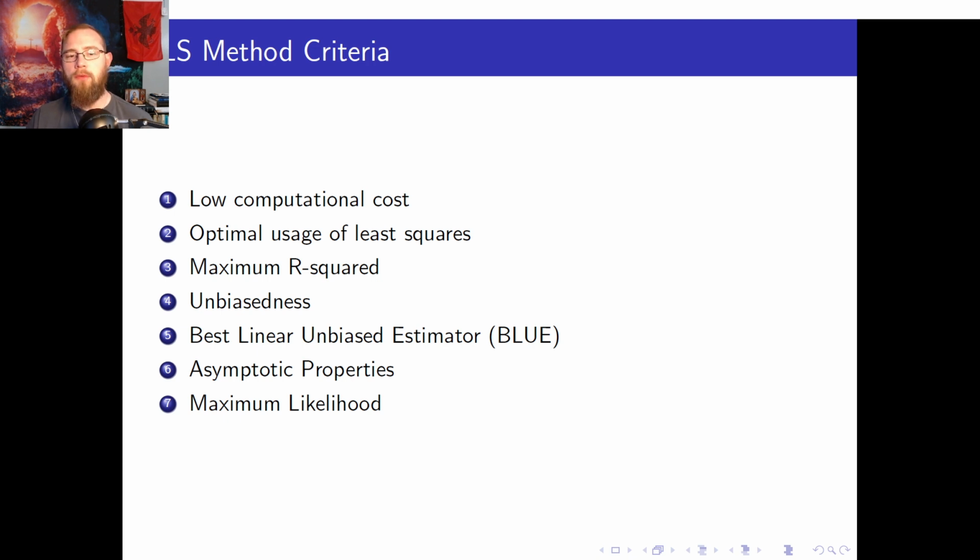So optimal usage of least squares. OLS by definition is the best at reducing the squared deviations. Seems pretty straightforward.